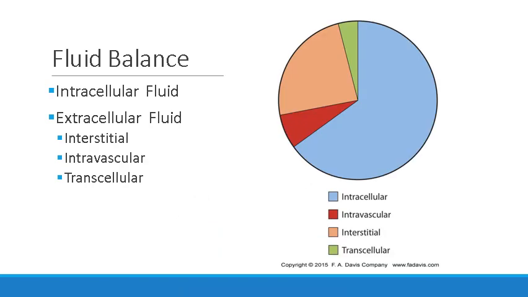Fluid balance. We have intracellular fluid, that's fluid inside of our actual cells, and extracellular fluid. Within the component of extracellular fluid, we have interstitial fluid. This is water that surrounds the body's cells, and that includes the lymph.